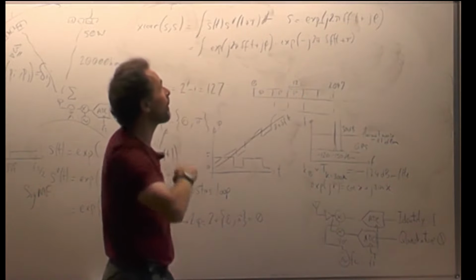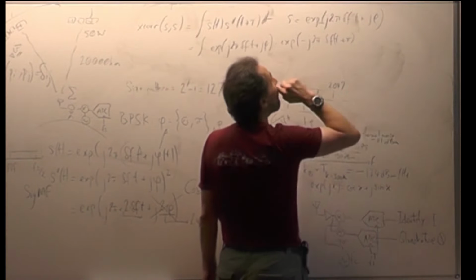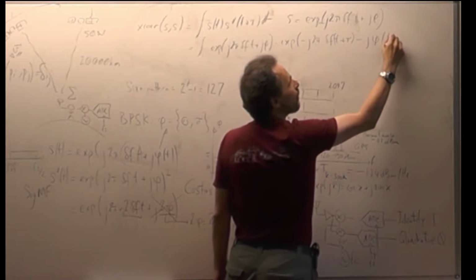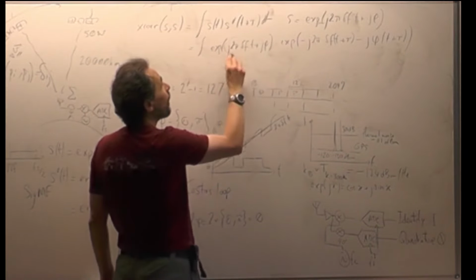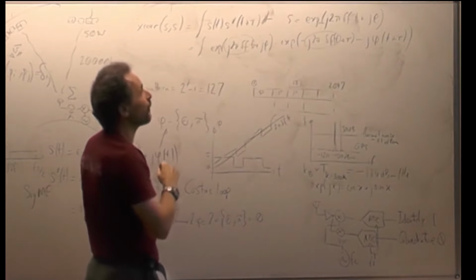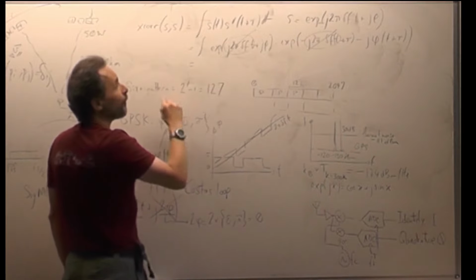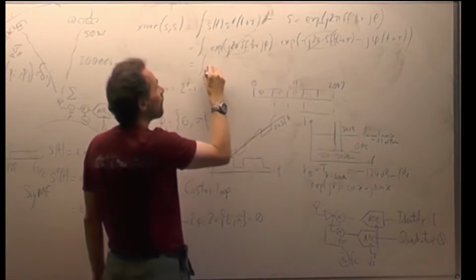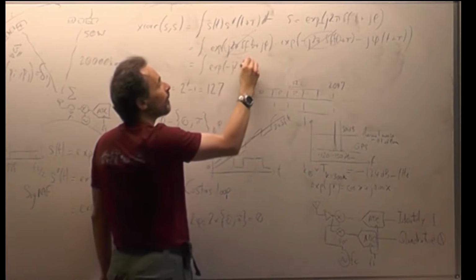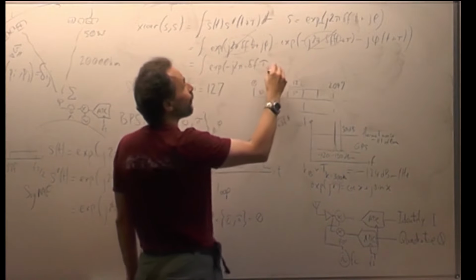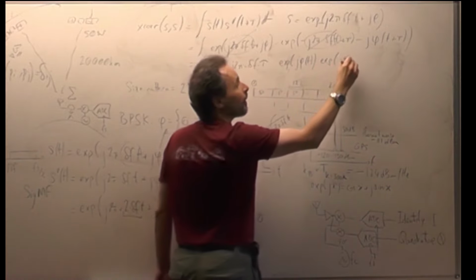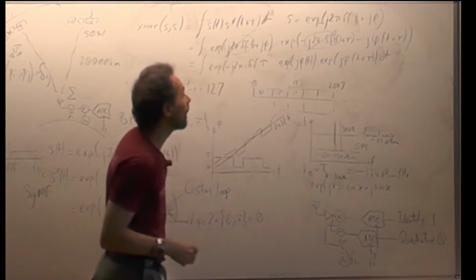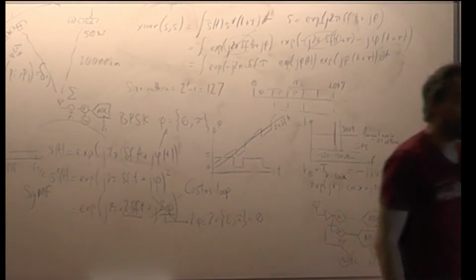And now the second term is t plus tau, minus j phi of t plus tau. And what you see is that this j2 pi delta f t will cancel with this j2 pi delta f t. So these two cancel out, and you're left with the integral of exponential of minus j2 pi delta f tau, and exponential of j phi of t, exponential of minus j phi of t plus tau dt. And this quantity does not depend on time. So the tau value I can take out.